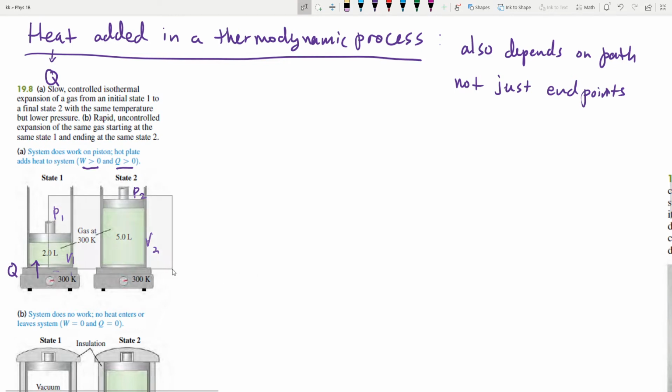These are the state variables, the pressure and the volume. So they represent the endpoints. When I say endpoints here, to be more clear, what I mean is basically the pressure and the volume of the system.